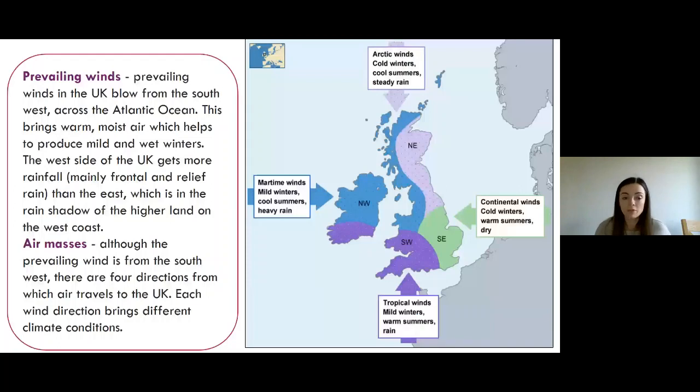Air masses. Although the prevailing wind is from the southwest, there are 4 directions from which air travels to the UK.